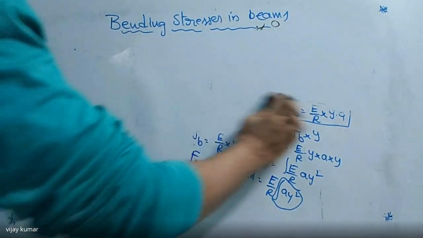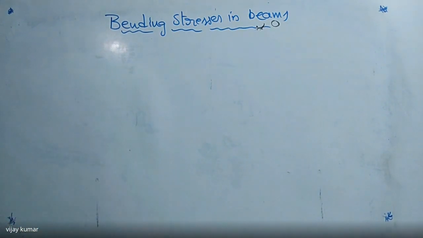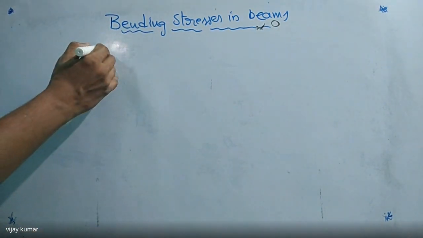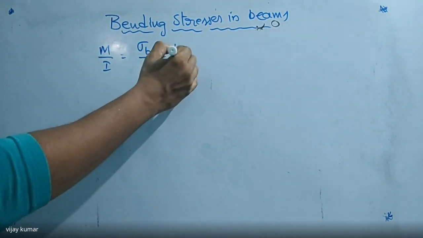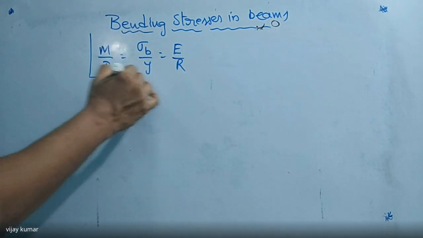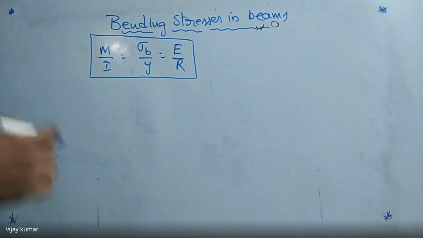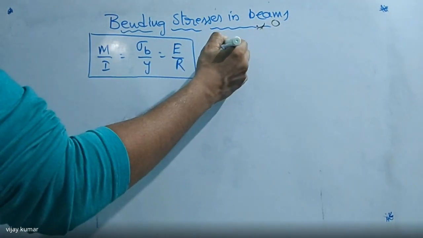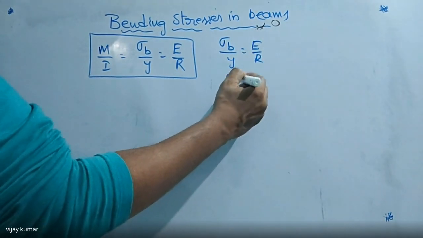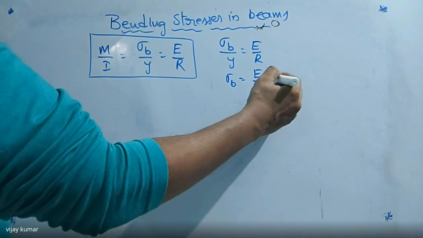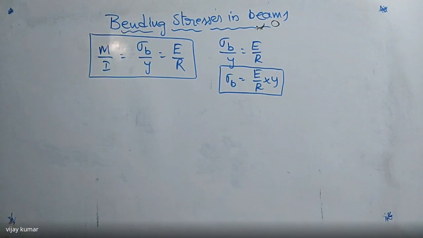That beam is subject to which one? A point load or UDL or UVL, whatever it is. Now, what I am writing here: M by I is equal to sigma B by Y is equal to how much? E by R. So this is the bending equation. From this equation, I can write two relations. Sigma B by Y is equal to E by R, and sigma B is equal to E by R into Y. By using this relation also, I can calculate bending stress.